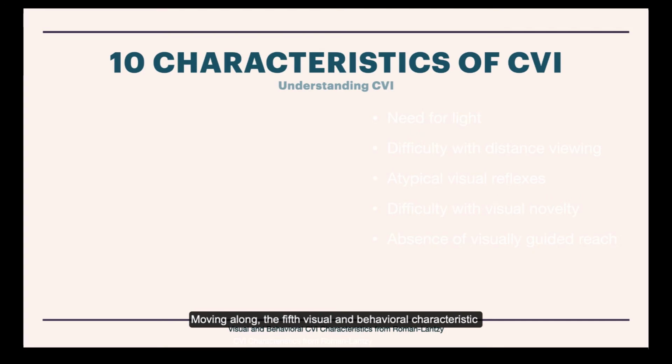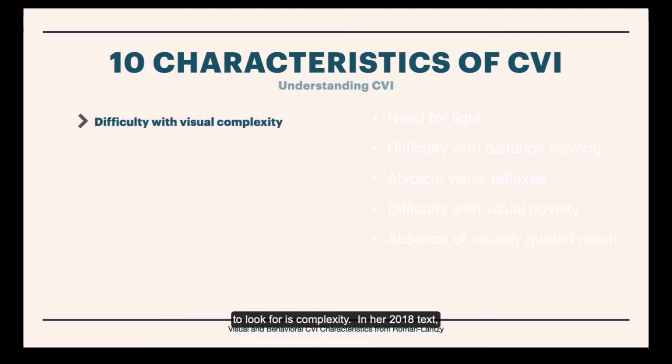Moving along, the fifth visual and behavioral characteristic to look for is complexity. In her 2018 text, Christine breaks the characteristic into 4 subcategories. The first being complexity of the pattern on the surface of an object.